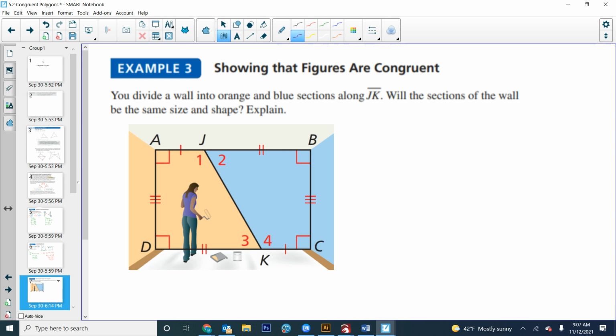Question for you. First of all, you divide a wall into orange and blue sections. Cavaliers, circa 1980s. Along segment JK, will the sections of the wall be the same size and shape? Same size, same shape. So they're really asking, are these two polygons congruent? Well, if we can show all the corresponding parts are congruent, then we can say the polygons are congruent. What do you guys think? What should our first step be?